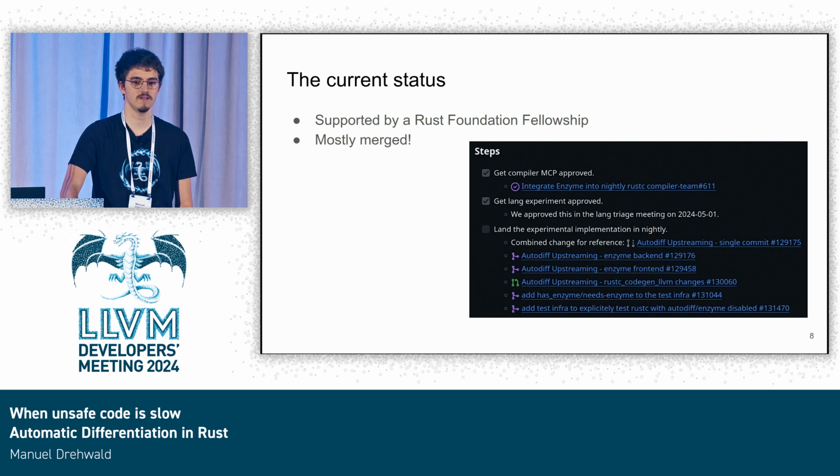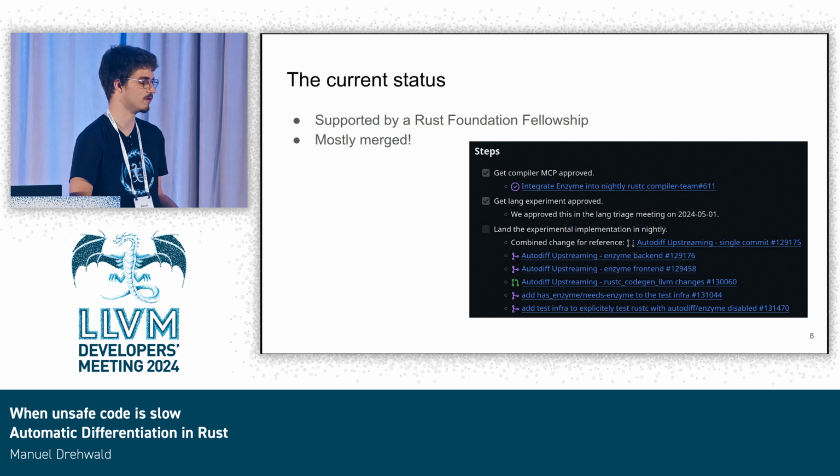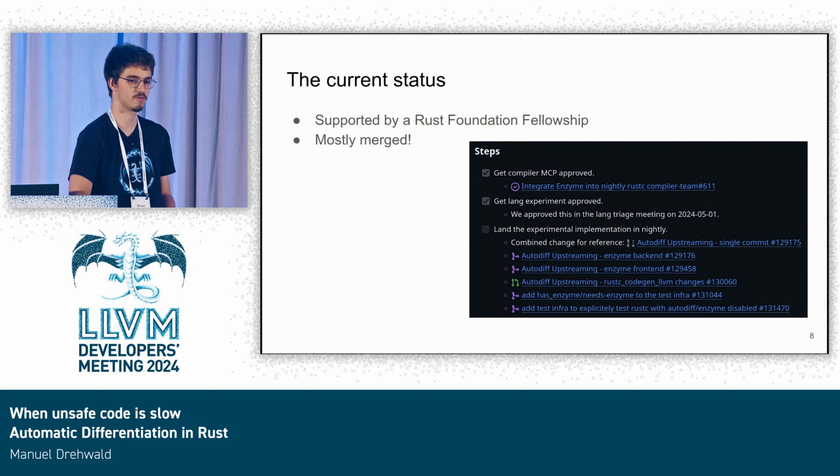So about the current status: it got approved by the compiler team. A bit later, it got approved by the language team. So now we have been able to upstream most of our Rust fork, including autodiff support. There's one open PR, as you can see, but we do hope to get it in within a month or so. The work is also further supported by the Rust Foundation through a fellowship, so thanks to them for that.